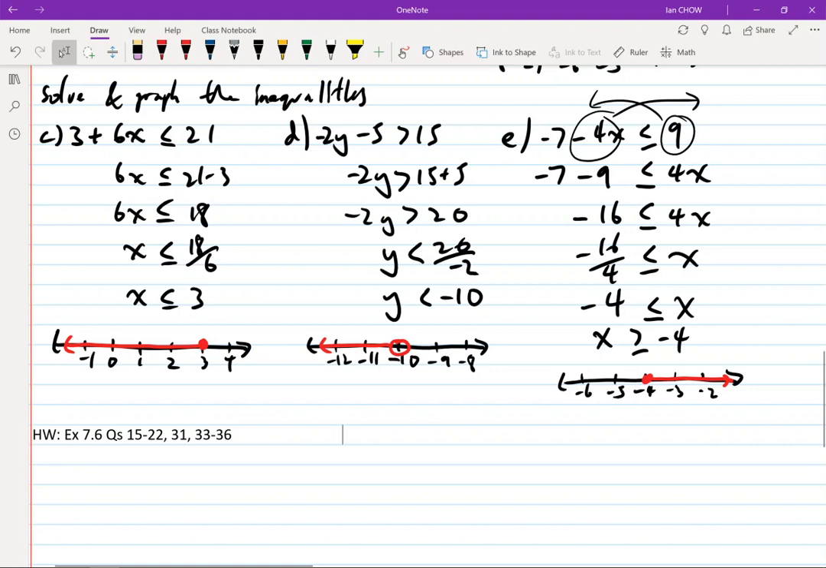I have posted the homework page for both part 1 and part 2 on the same page. So once you've done all the homework, please take a picture of your homework and post it onto the same page, the part 1 and part 2 together.